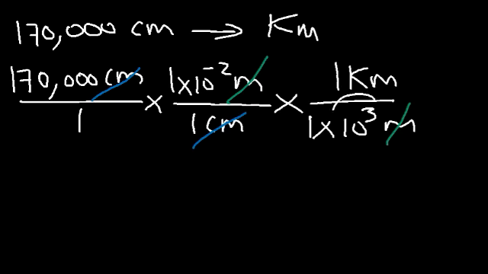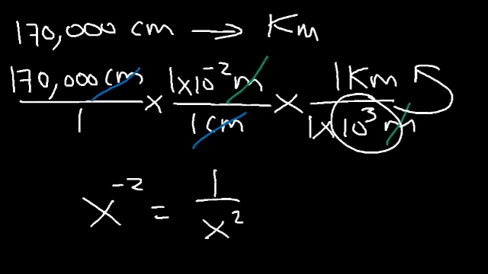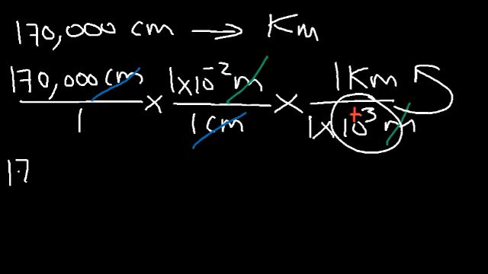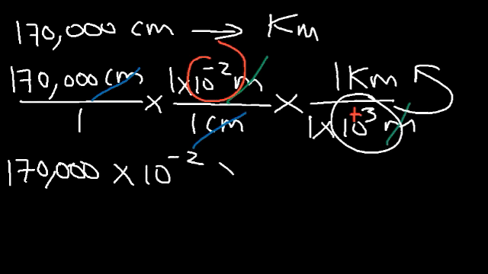Now, what's going to happen if we take 10 to the third and move it to the top? X to the negative 2 is the same as 1 over x squared. Whenever you move an exponent from one side to the other side, it changes sign. So the positive 3 on the bottom will become negative 3 when it moves to the top. So we can rewrite this as 170,000 times 10 to the negative 2 times 10 to the negative 3.